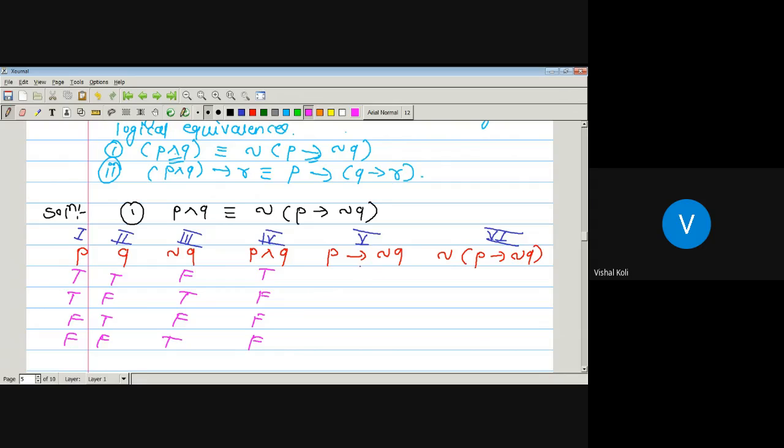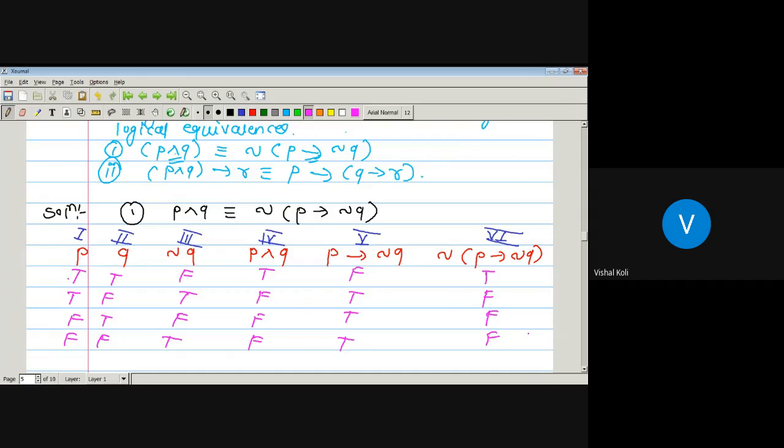Now P conditional negation of Q. We know that P conditional Q is false if and only if P is true and Q is false. So we have to check where P is true and negation of Q is false. Here P is true, negation of Q is false, so it is false. P is true and negation of Q is true, so it is true. This one false, this one false, it is true. This one false, this one true, it is true. Now we have to find its negation: F negation true, T negation F, T negation F, T negation F.